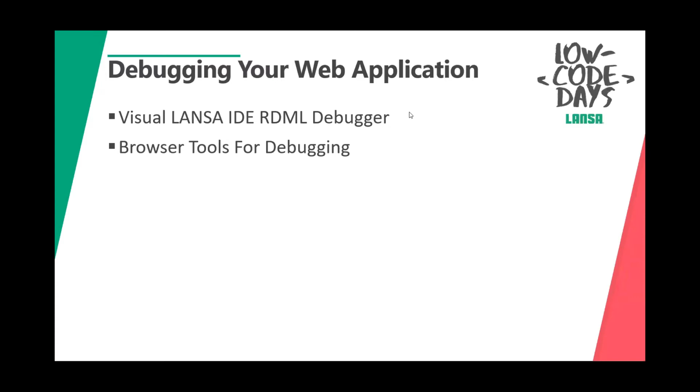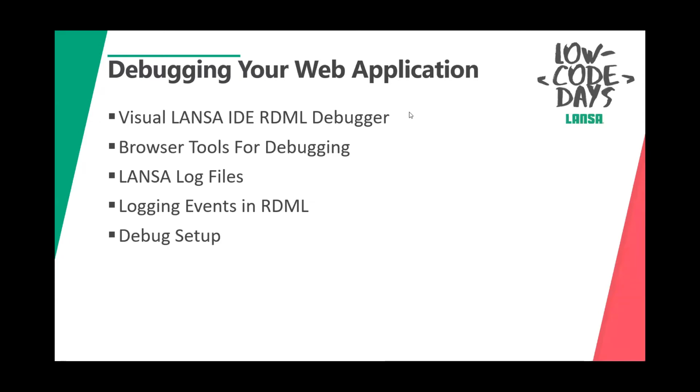Some of the other things that we can use: there are browser tools for debugging to see what's actually under the covers with the web page and what's happening inside of that web page. And there are also LANSA log files. There's a series of log files that we can look at and generate. And here's where we can say, at this point in my logic, because I know something's wrong, I'm going to put something out to some sort of a log file. And we'll look into how we can do that.